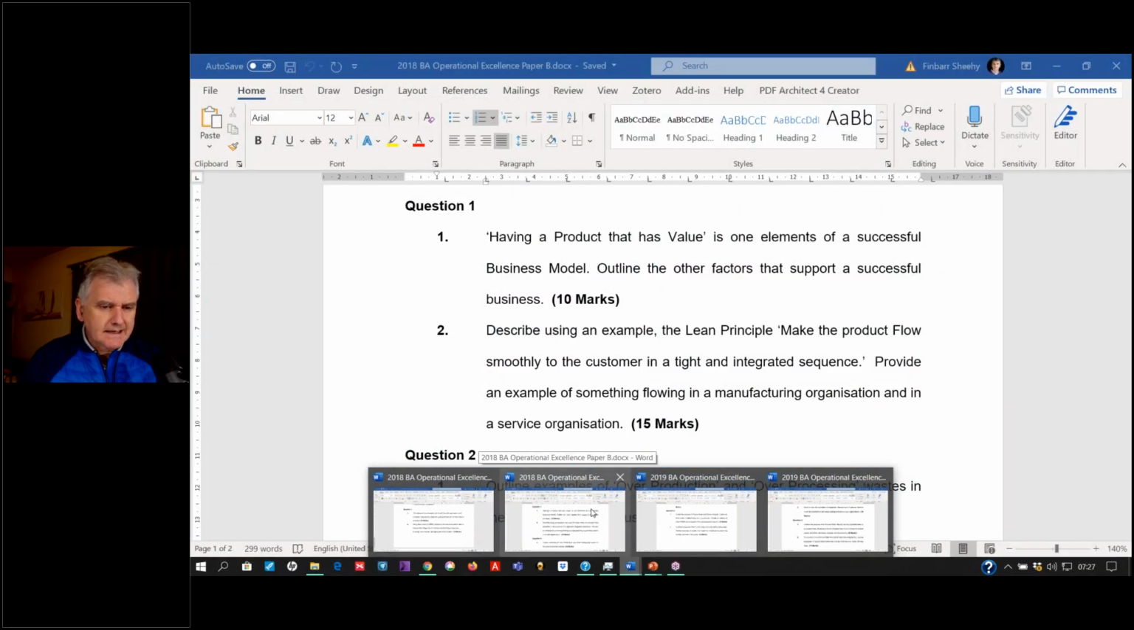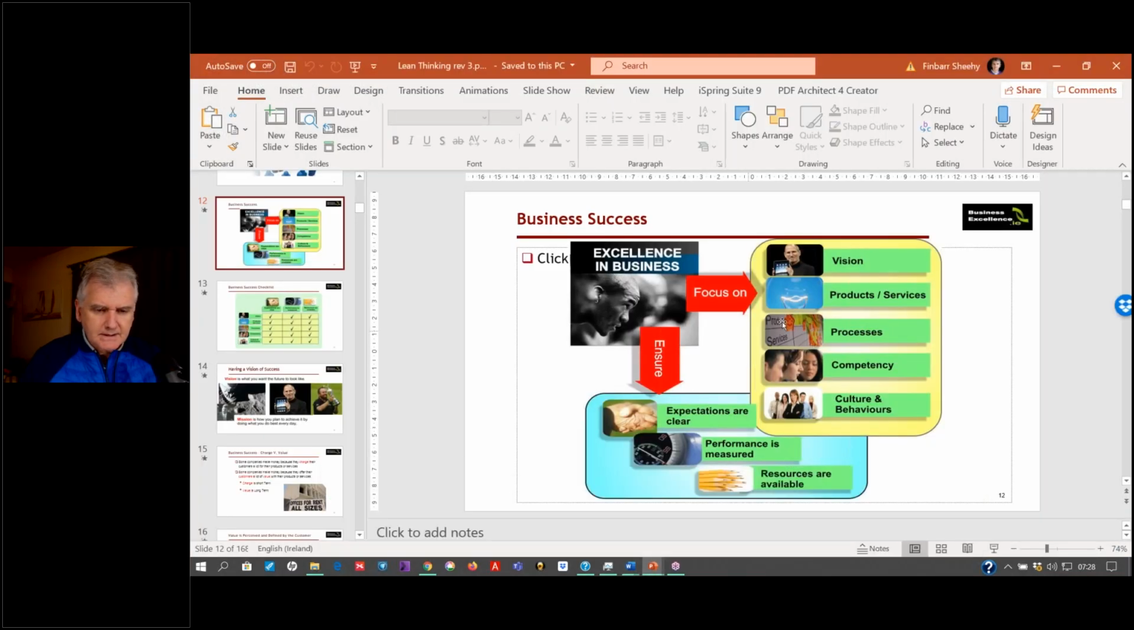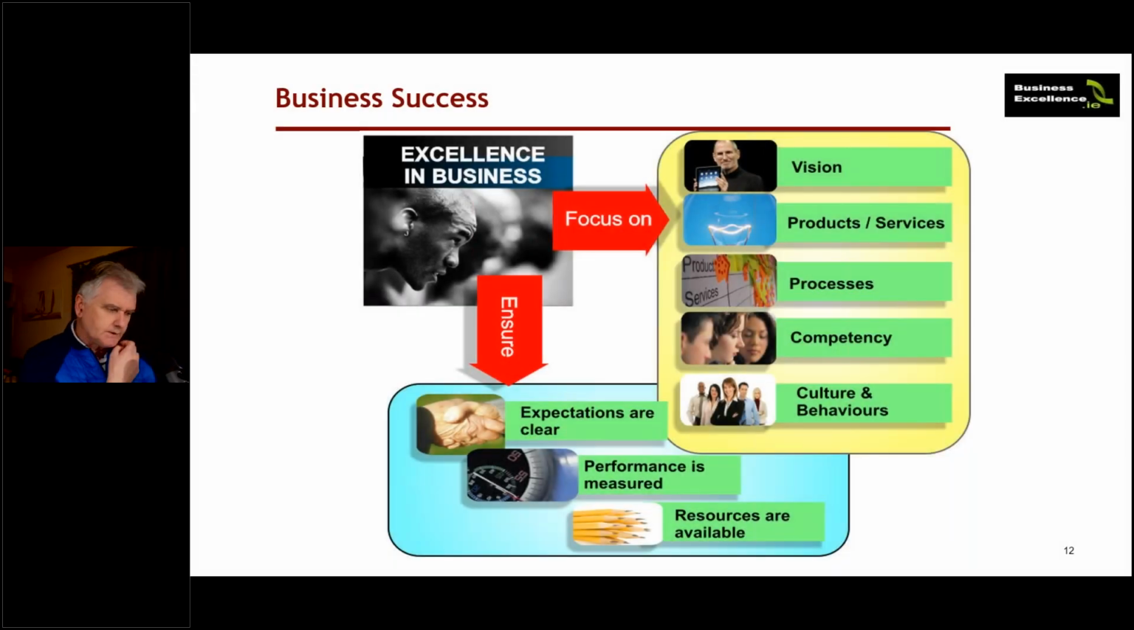Having a product that has value is one element of a successful business model. Outline the other factors that support a successful business. So we're saying that having a product that is of value is one part of a successful business model. I'm giving you this part, saying having a product of value is important, and then asking you to outline or discuss the other elements that are important.